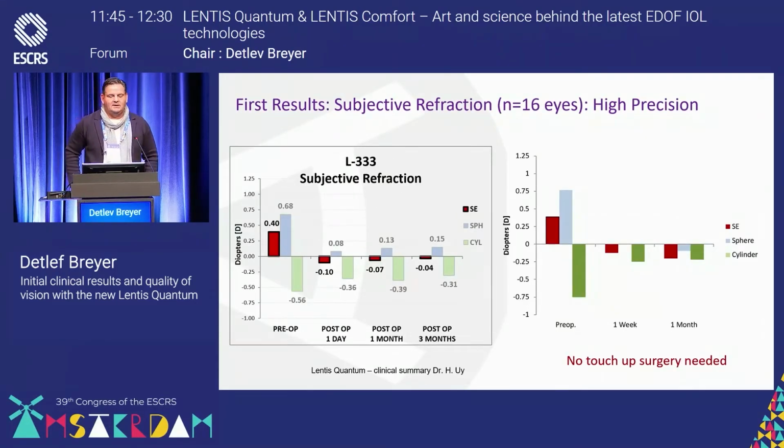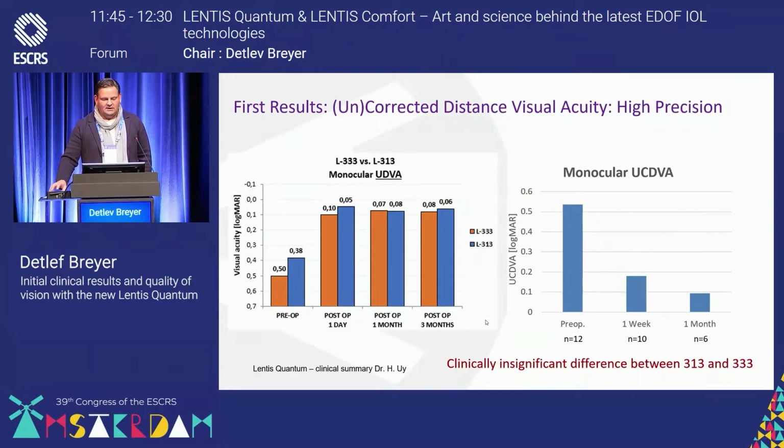So if you look at the subjective refraction, there's a very high precision that we could reach. We didn't need a touch-up surgery in a single patient. Looking at the first results, uncorrected distance visual acuity, you also have a very high precision.